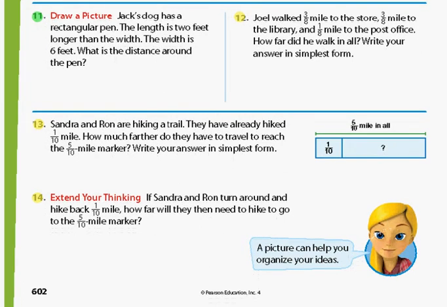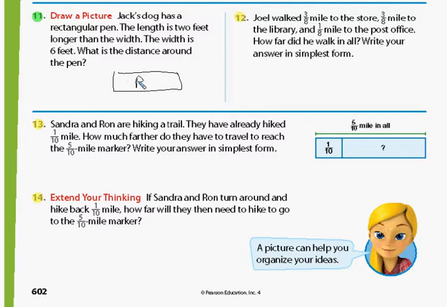Draw a picture. Jack's dog has a rectangular pen. The length of the pen is 2 feet longer than the width, which is 6 feet. What is the distance around the pen? Very good problem. The distance around the pen, that's perimeter. So we're trying to find out the perimeter of this pen. I'm just going to mark P right there.